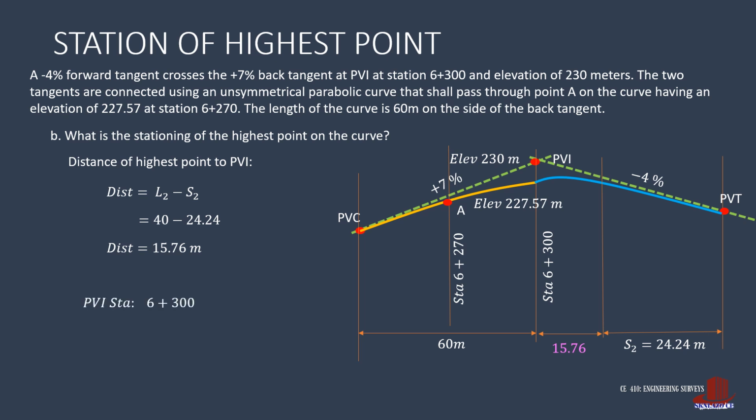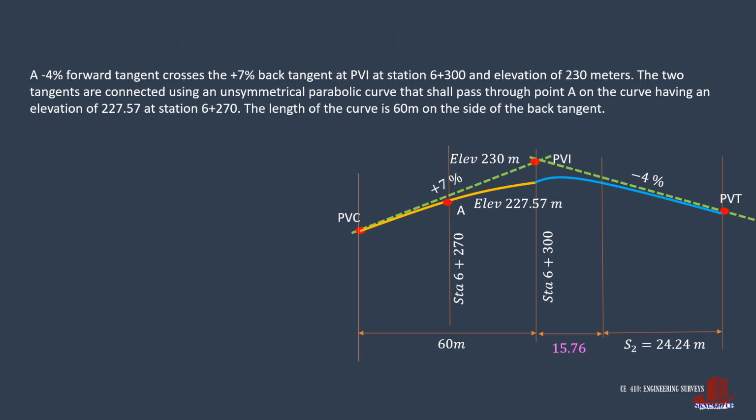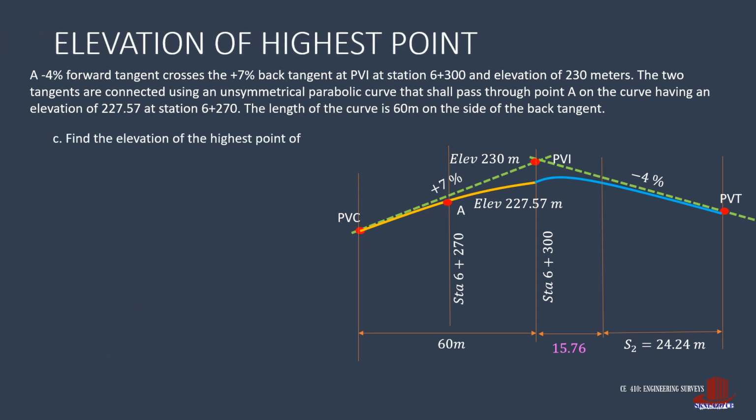So from the PVI station of 6 plus 300, add the distance of 15.76 meters, and get the station of the highest point as 6 plus 315.76. For the elevation of the highest point, we tackle this from PVI. The difference in height from the PVI to the tangent across the highest point is solved as 0.04 multiplied by 15.76, giving height of 0.6304.